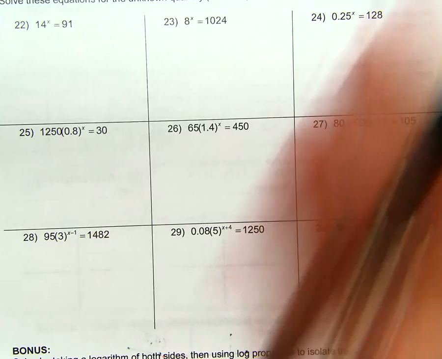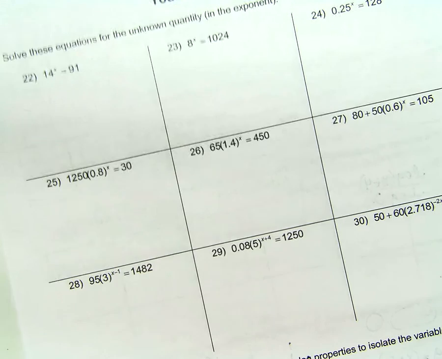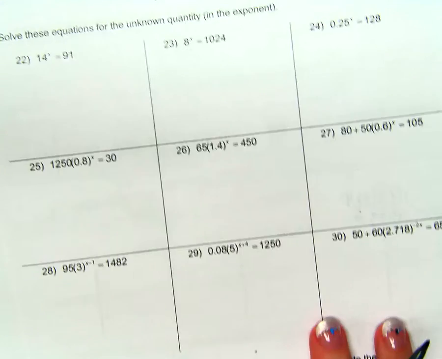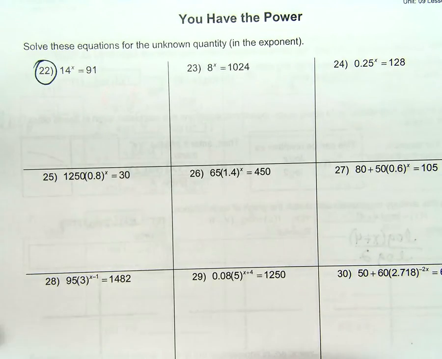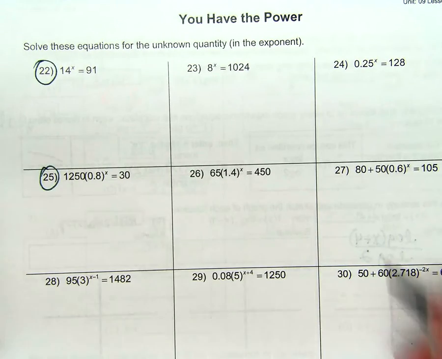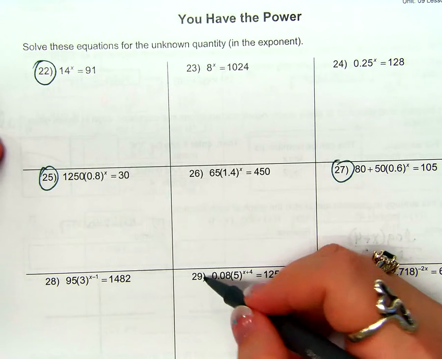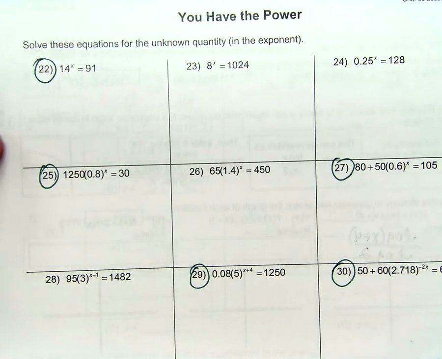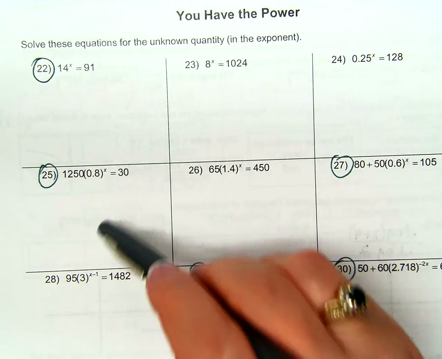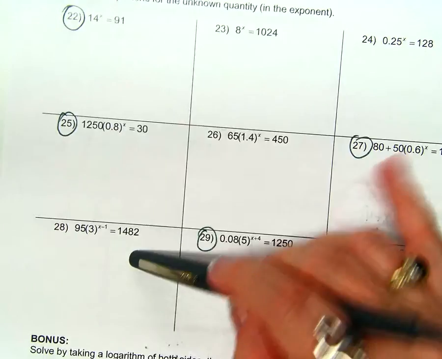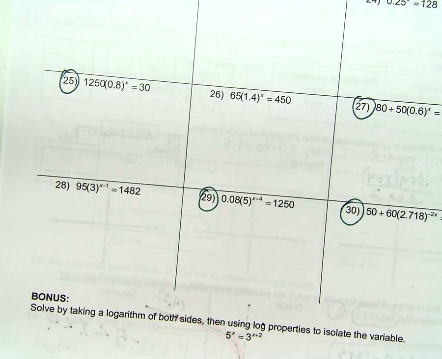All right, look at the back of this worksheet. I'd like you to please circle number 22, 25, 27, 29, and 30. Those are the 5 problems that I need you to do for homework tonight. That leaves you 5 bonus questions on the back. Extra credit questions: 1, 2, 3, 1, 2, 3, 4, and then the one that's actually called a bonus, 5.